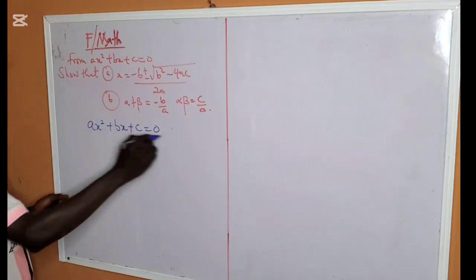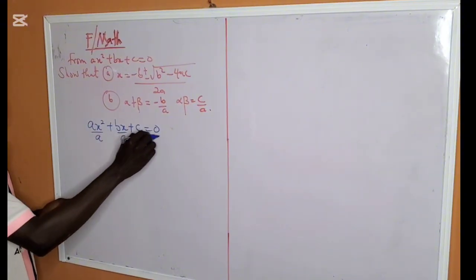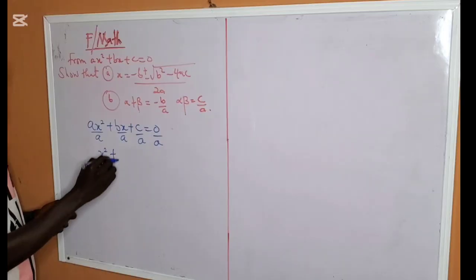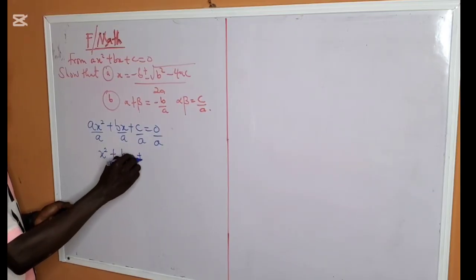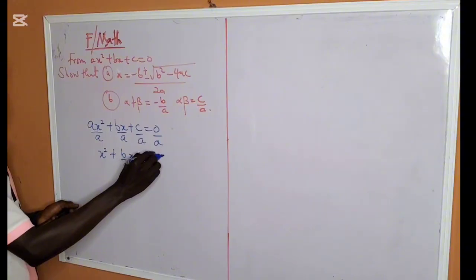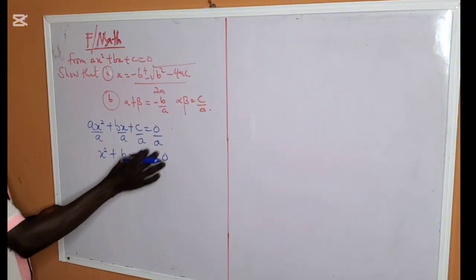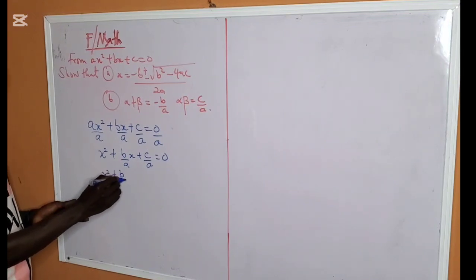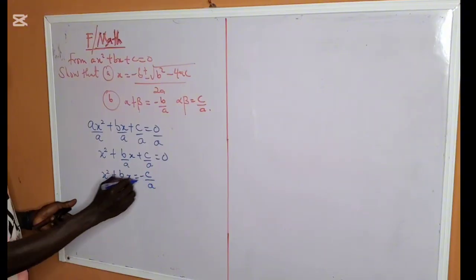So when we divide through by a, this is going to give us x squared plus b over a x plus c over a equals 0. The next thing is we take the constant term to the other side. So x squared plus b over a x equals minus c over a.